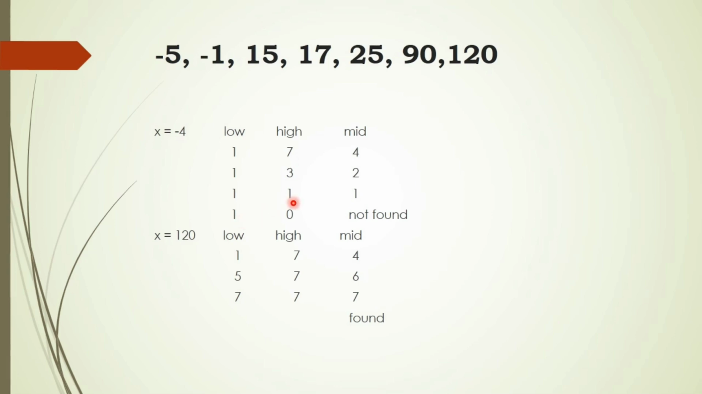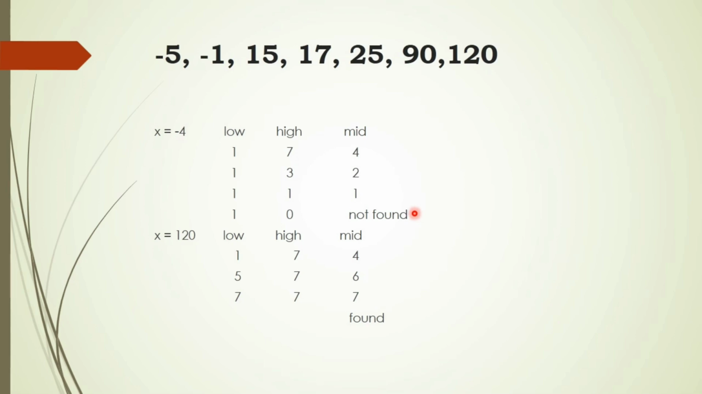So your low remains the same, high becomes mid minus 1, that is 1 minus 1 is 0. You remember checking for the condition low less than or equal to high in the iterative function. So now your condition fails. 1 is not less than or equal to high. It has changed. Now high has become less. So you are going to give the inference as element not found.